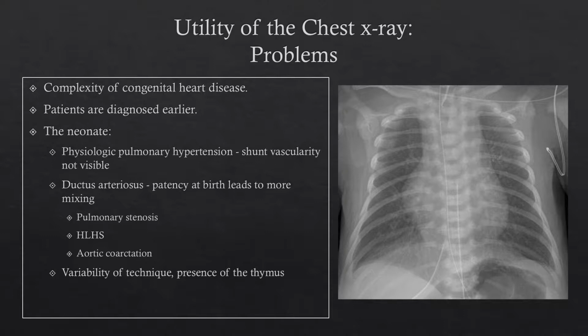Also, the ductus arteriosus is open at birth and can result in mixing of blood flow in lesions that may otherwise have obstruction to blood flow. For example, this newborn with hypoplastic left heart syndrome does not have significant findings of left heart obstruction yet by plain film, due to mixing of blood by the ductus. Finally, the technique itself may be limiting. Neonatal chest X-rays are typically done with supine AP technique, and the presence of the thymus and variable lung expansion will contribute to the limitations.